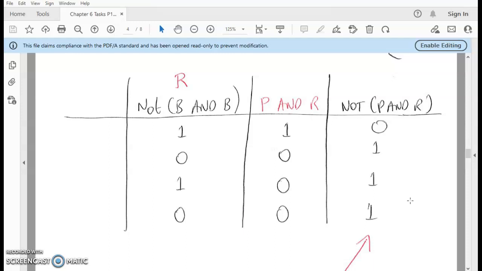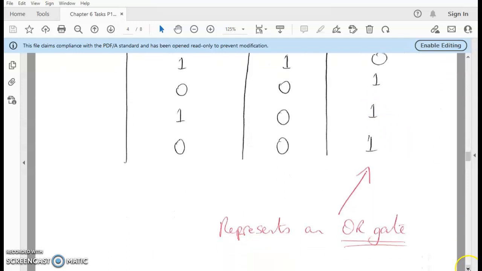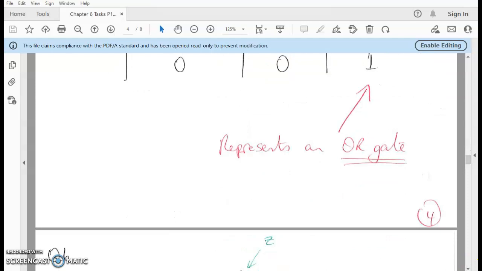An OR gate. It's an OR gate, if either input is true. So just think to yourself, if you had an A and a B here, 0 0, 0 1, 1 0, 1 1, if either input is true, or if both inputs are true, you get an output of 1. So that circuit asks you to identify what it represents. It represents an OR gate. As I think I've written down below here, it represents an OR gate there.